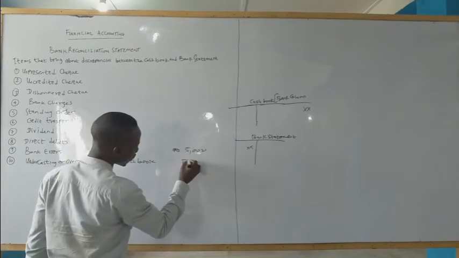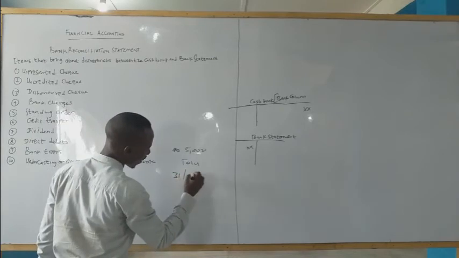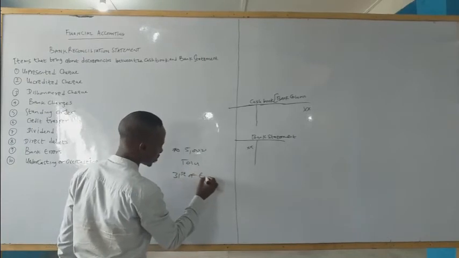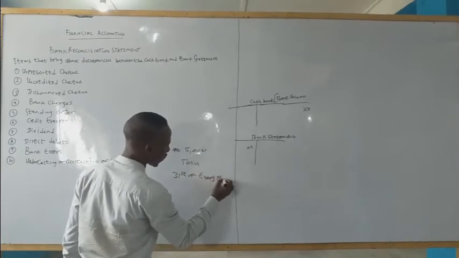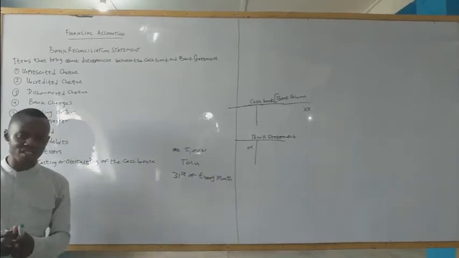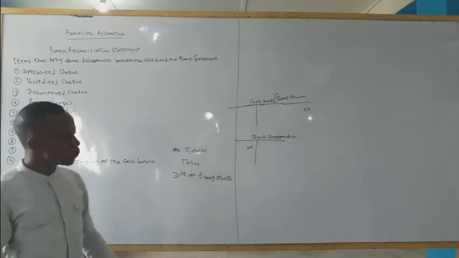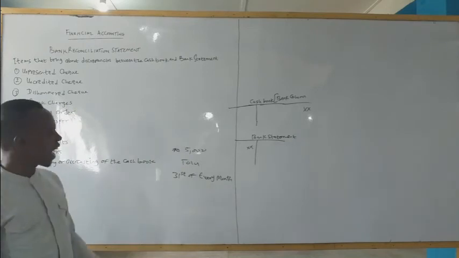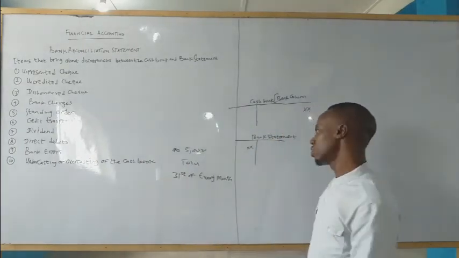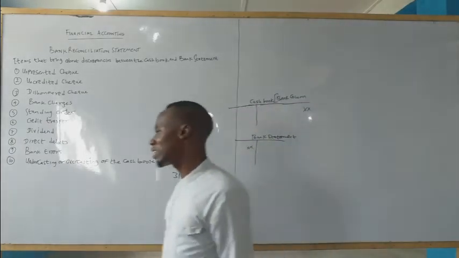Who is the person? Tolu. At a certain date. What is the date? 31st of every month. So the standing order must comprise these three details: the amount you are ordering the bank to pay on your behalf, the person to whom they should pay, and at what date and at what interval. So let's say pay 5,000 on the 31st of every month. That's what the standing order is talking about.